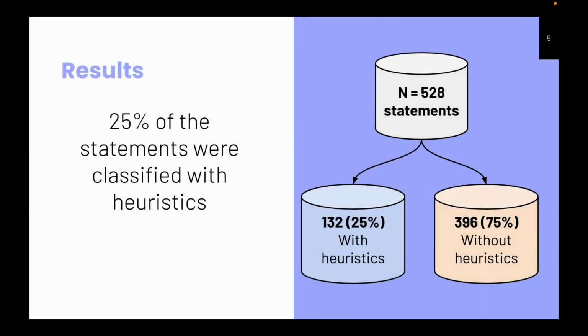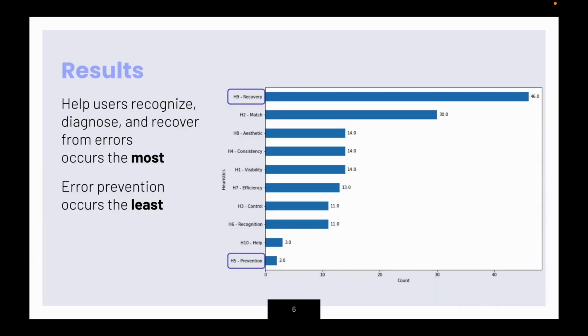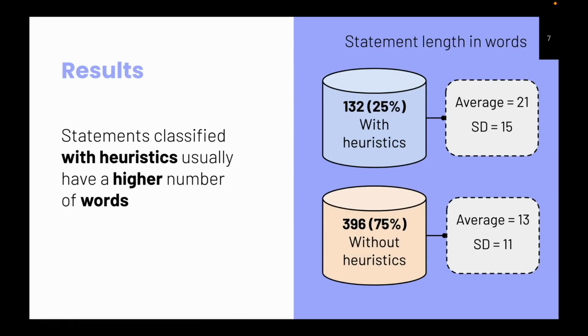As a general result, 25% of the statements were classified with heuristics. Help users recognize, diagnose, and recover from errors was the risk that occurs the most, while error prevention was the risk that occurs the least. Statements classified with heuristics usually have a higher number of words.